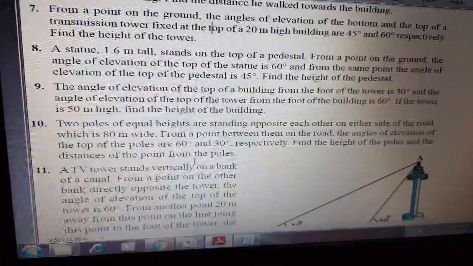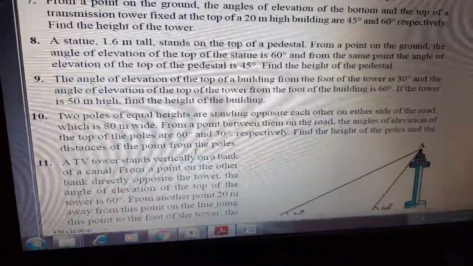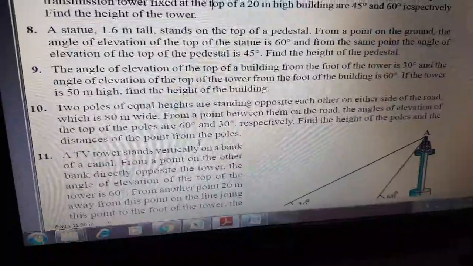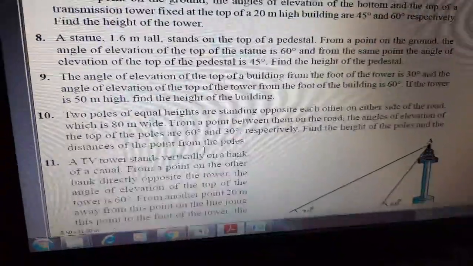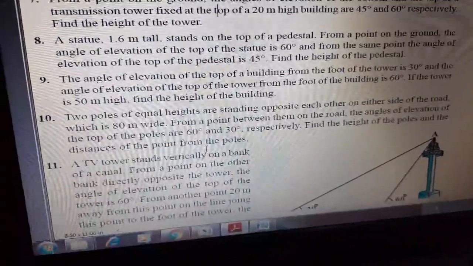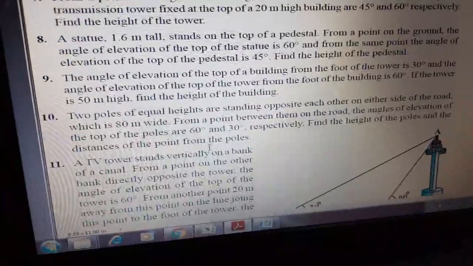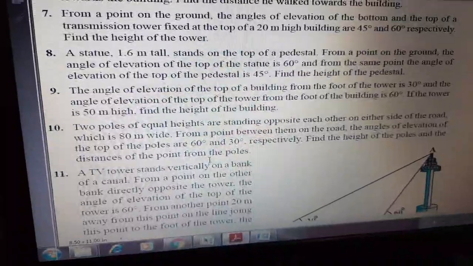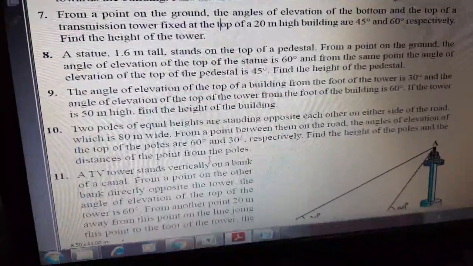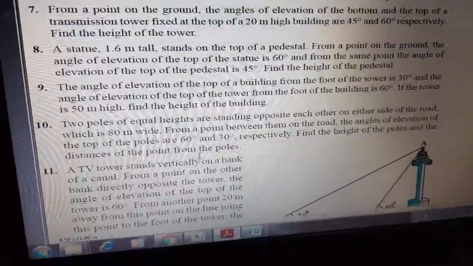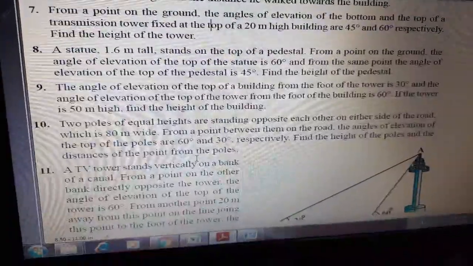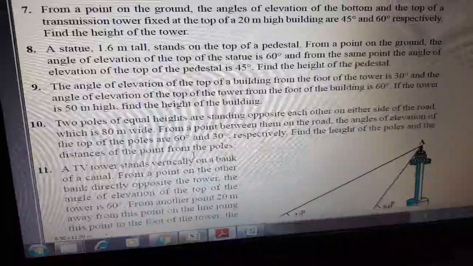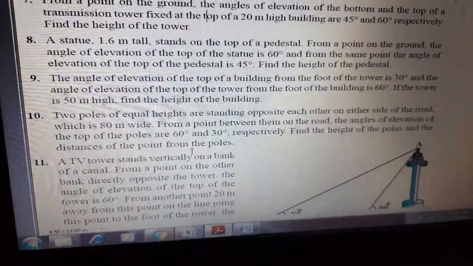So in this question, we have been given two poles whose heights are equal. There is a road which is 80-meter wide, and the poles are standing on the opposite sides of the road, means one is on the left side and the other is on the right side. The road passes through the feet of the poles. Now on the road there is a point from where the angles of elevation of the tops of the poles are 60 degree and 30 degree.